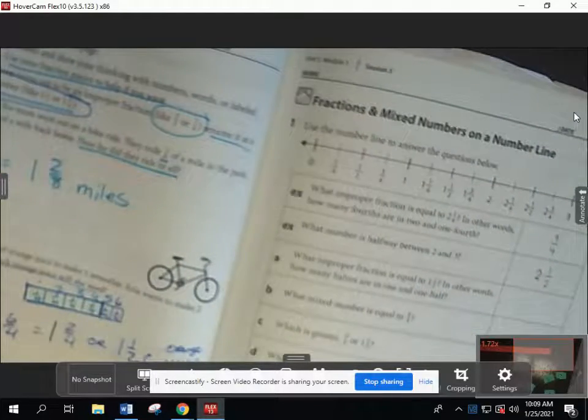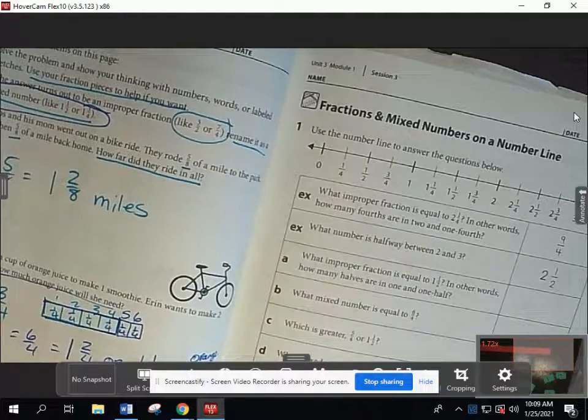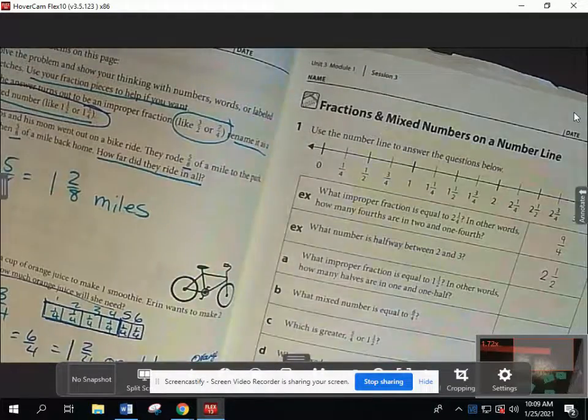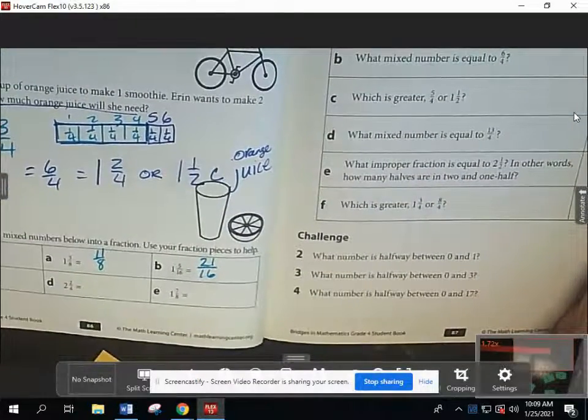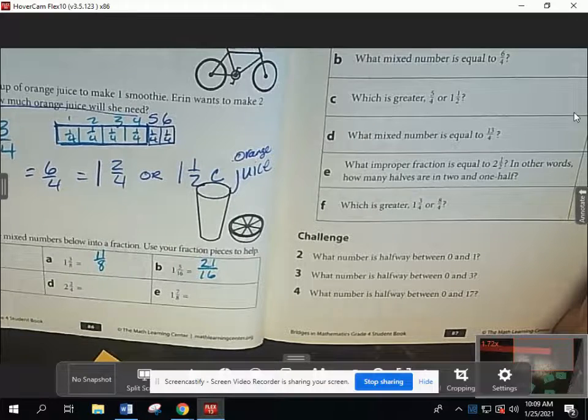So you would write 21 16ths. I bet you know how to write it though. 21 16ths.